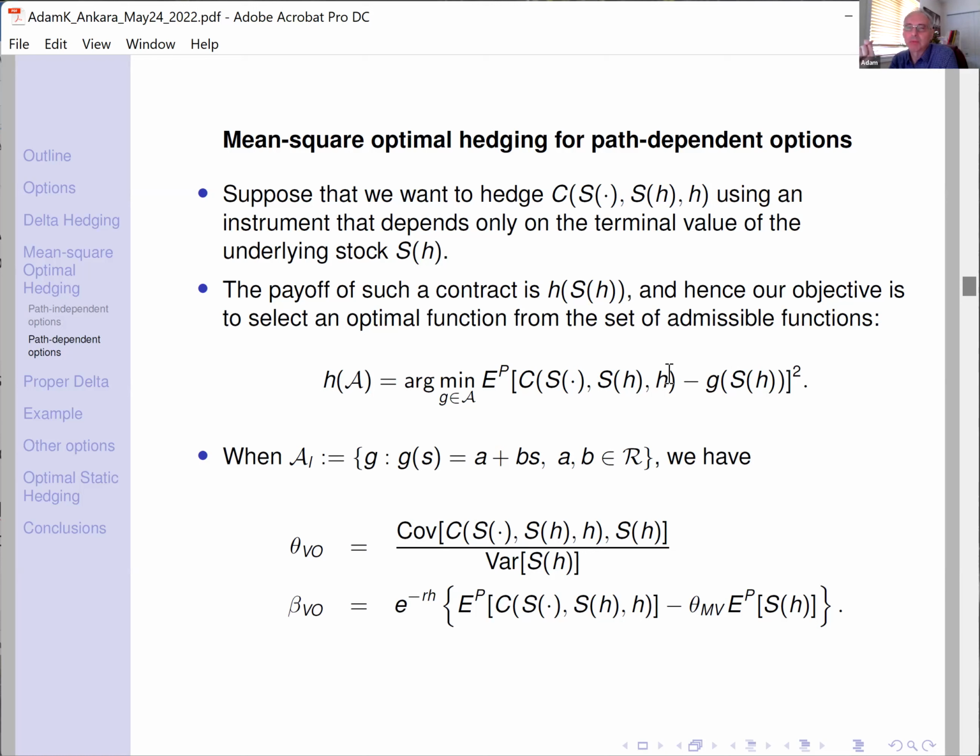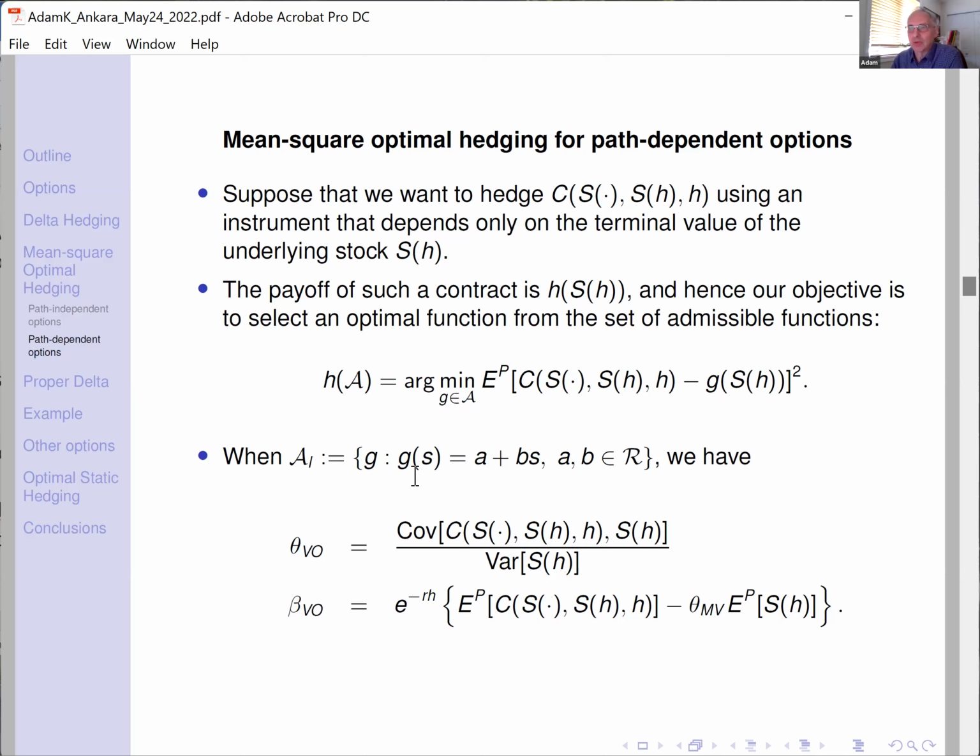And it depends on the terminal value of the underlying plus path component. I want to hedge this using only underlying security, but at this point, I am not looking only at linear function. I'm looking at general function of the underlying security. So I can minimize the mean square error over all functions that belong to particular set of functions.